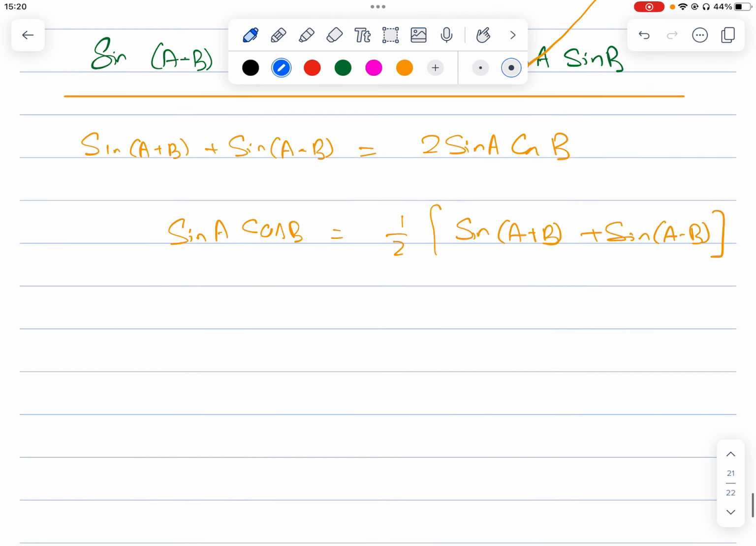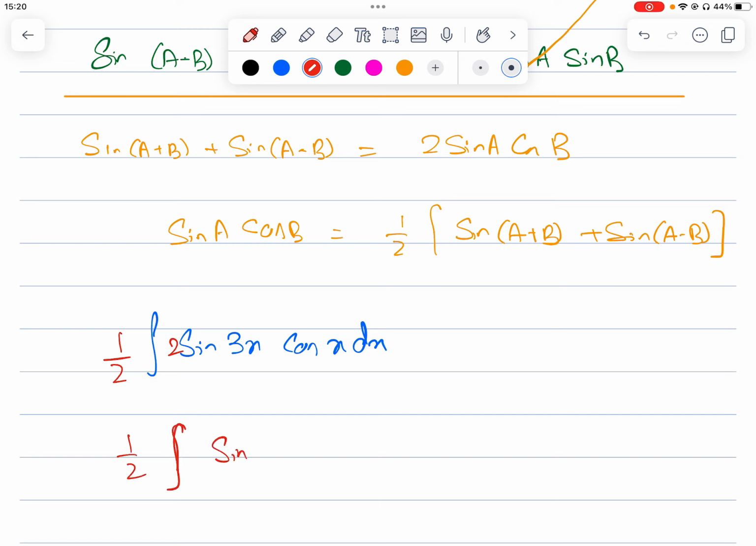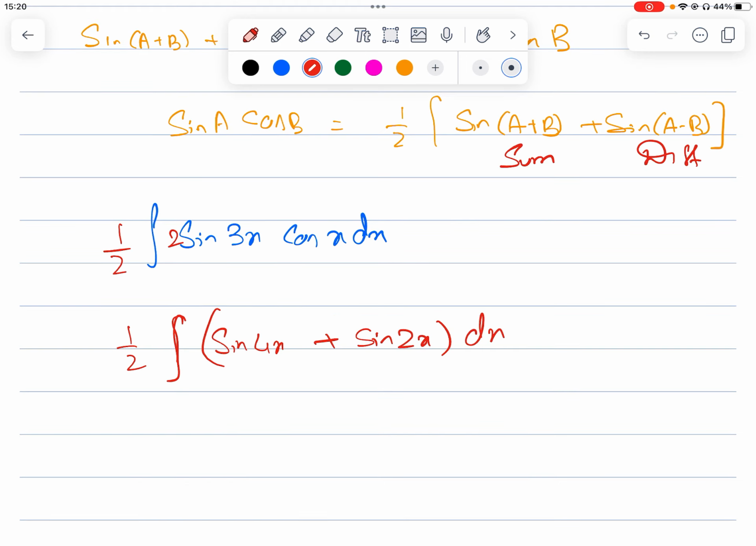Then from there he is asking sin 3x cos x. So multiply and divide by 2. So 1 upon 2 sin sum, sin 4x, plus sin difference of the angles, sin 2x. So we can see that this is sine sum of the angles and sine difference of the angles. So 1 upon 2, the integral of sin 4x is negative cos 4x upon 4 and negative cos 2x upon 2 plus c. That's going to be the answer.